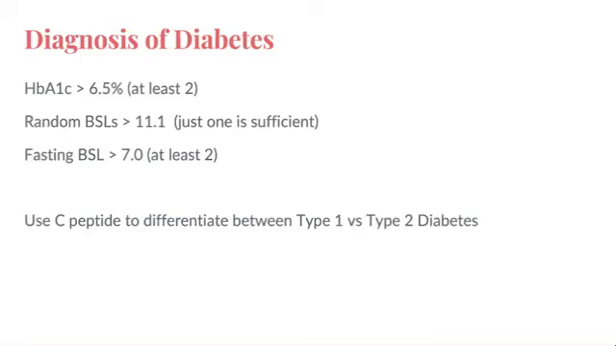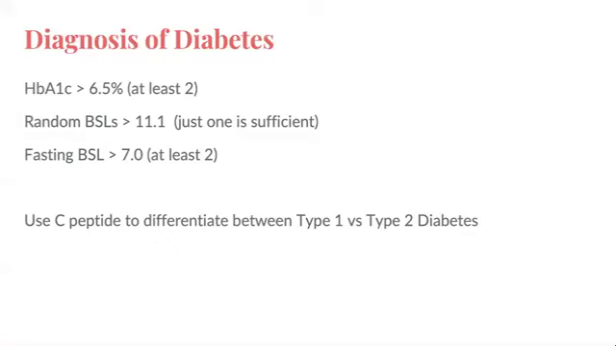It's important that you know how to diagnose diabetes, and I think that this is a very easy mark to get on the exam. If the HbA1c is more than 6.5, if the random BSL is more than 11.1, and if the fasting BSL is more than 7, that's when we would get quite worried that you could have a diagnosis. But unless it's the random BSL, you want to have ideally at least two tests that are high to be able to diagnose diabetes.